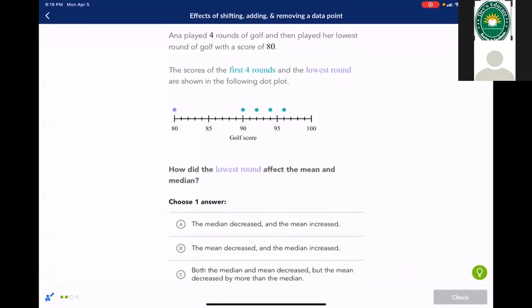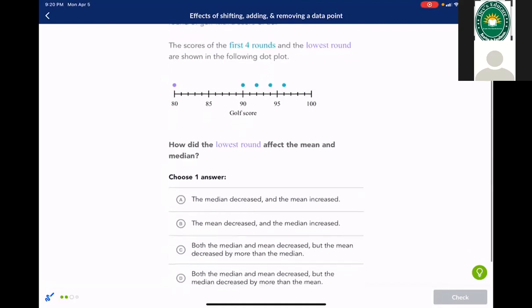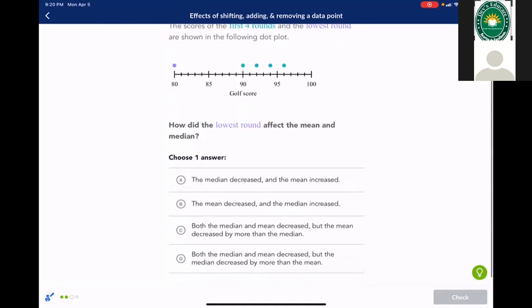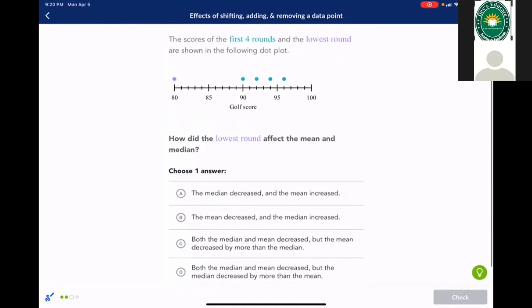Anna played 4 rounds of golf and then played her lowest round of golf, which was a score of 80. The scores of the first 4 rounds and the lowest round are shown in the following dot plot. How did the lowest round affect the mean and median? The median, no. The mean decreased and the median increased? No. I don't know what to answer.